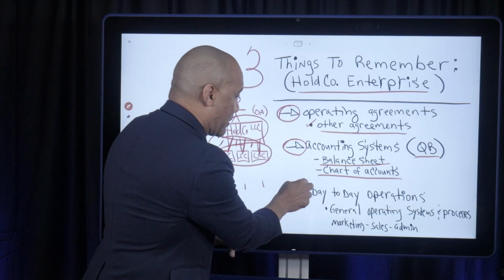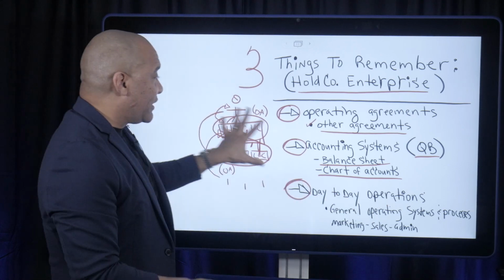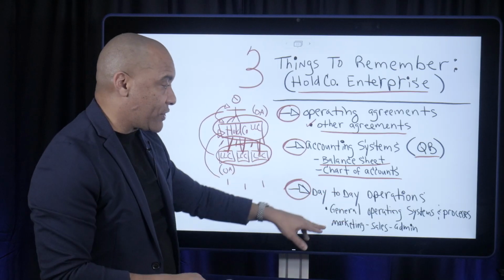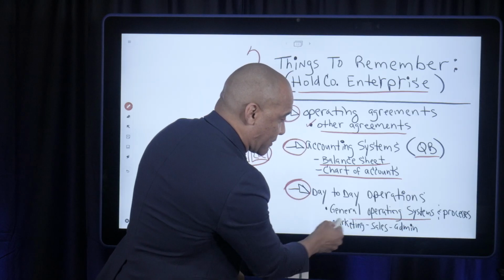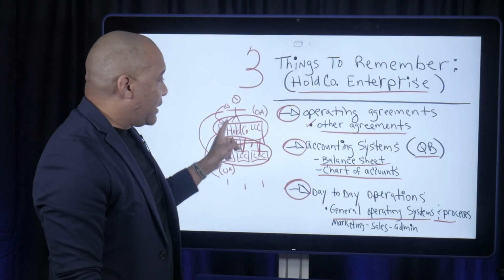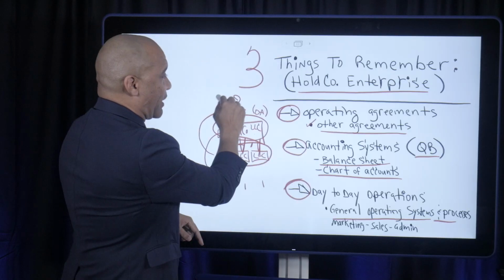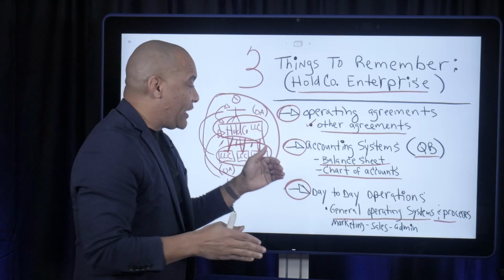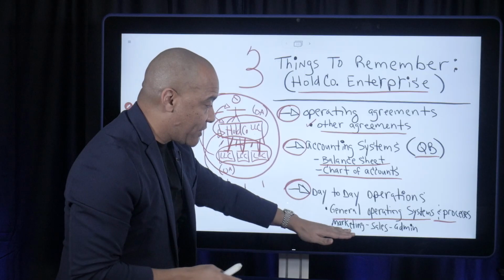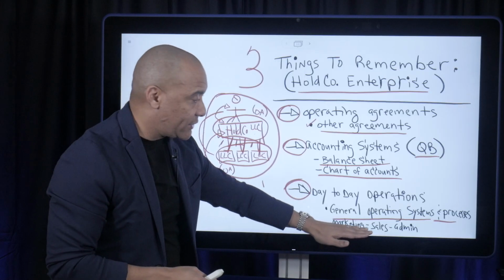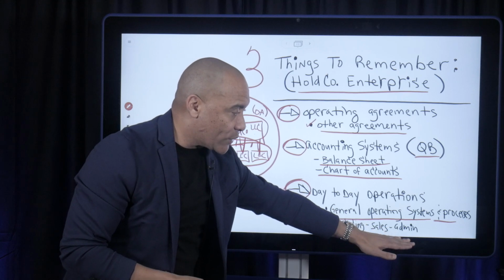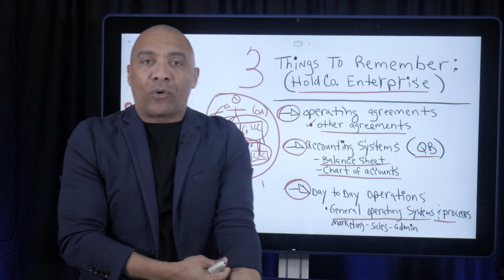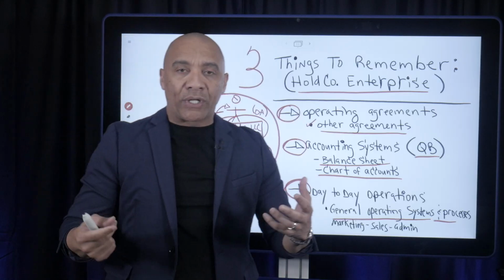And then the third thing to remember is the day-to-day operations of all of these entities. You have to think about the day-to-day operations. So I put here a general operating system and process. So that means we're going to need a general operating system. We want to have a system that we can use for all of them collectively, but it also has to reflect each one of them independently. So there needs to be a marketing system and process, sales system and process, administrative system and process. These are things that will make or break this whole idea you have of building a real HoldCo enterprise.